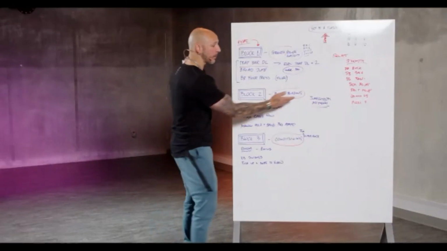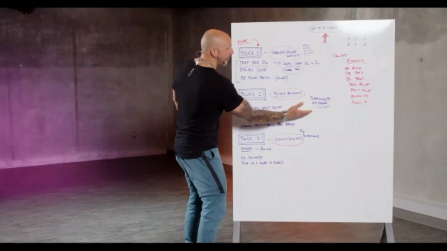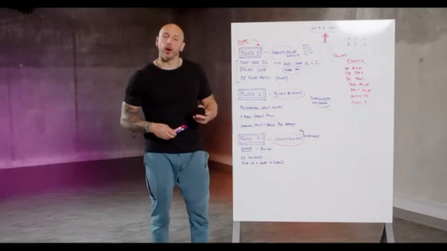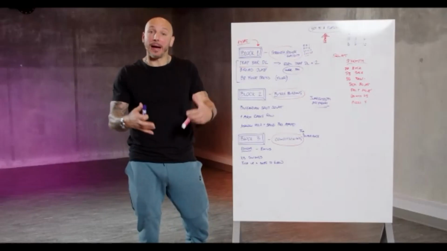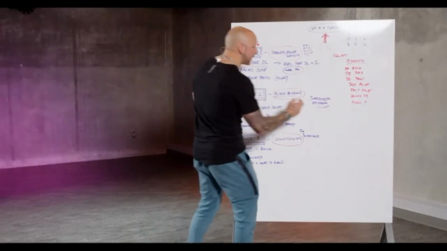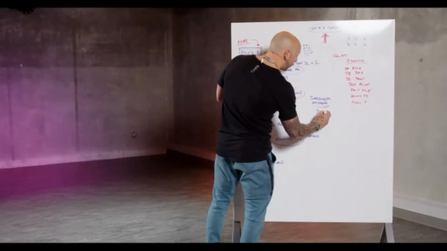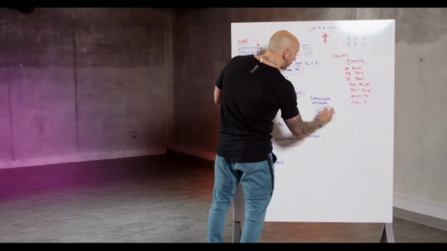We want to work on supplemental and accessory exercises that develop the main lift, that help people, I would say, live better lives and get the bodies that they want. And this is all done in block 2 with density work, which we already talked about.